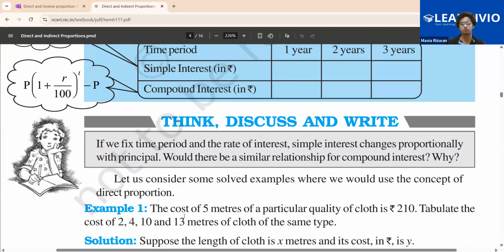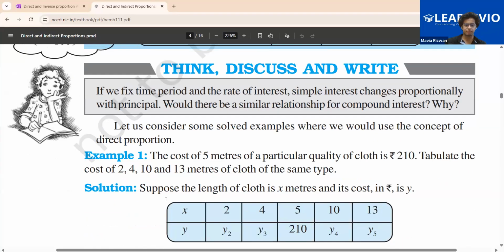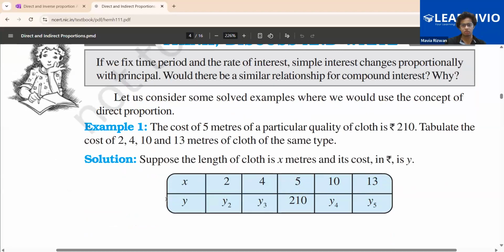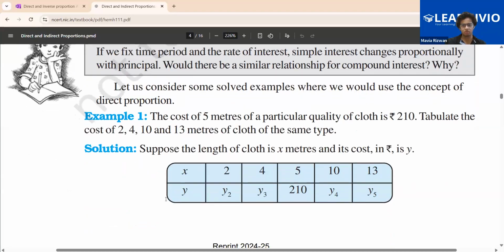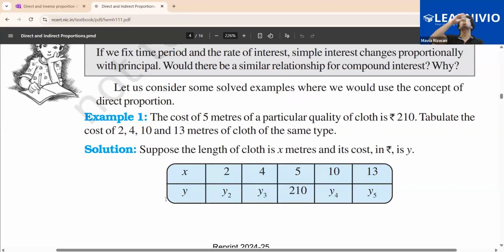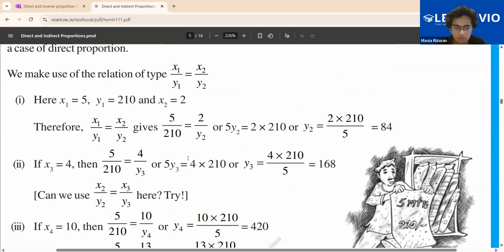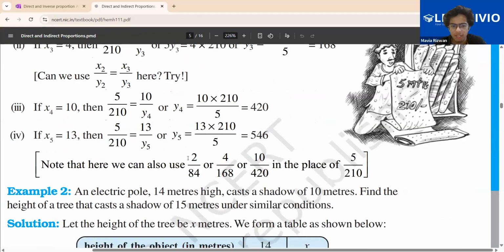Okay, what is the answer? Sir, for 2 meters, it is 84. Correct. 4 meters, 168. Correct. 10 meters, 420. Correct. 13 meters, 546. Okay. Very good, Abubakar. So you made the table properly.